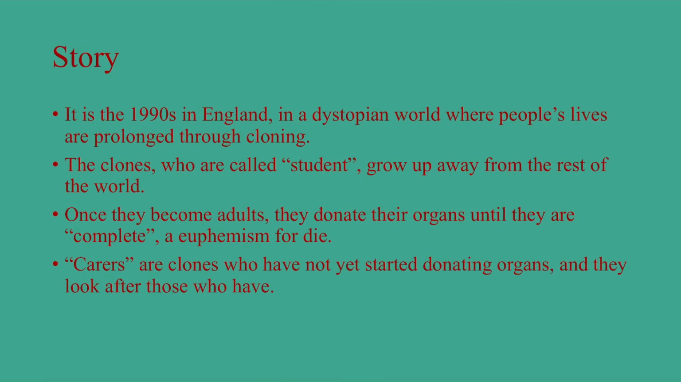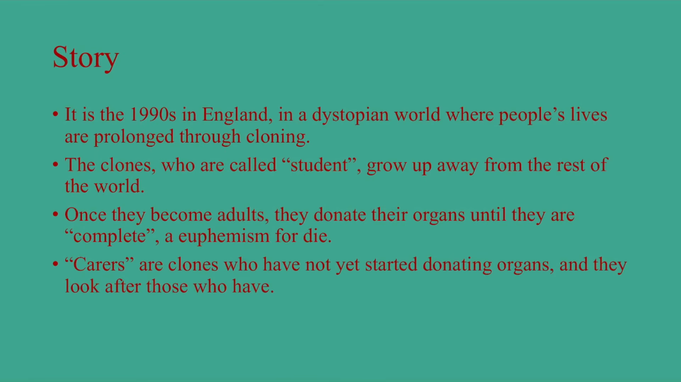So now, going back to this story, this dystopia features people's lives which are prolonged through cloning. Normal human beings have their lives prolonged through cloning. For instance, if they suffer certain organ failures, there are clones who supply the organs that they need. Now, these clones, who are called students, grow up in a segregated way, away from the rest of the world. And once they become adults, in some ways they are farmed, because they then donate their organs, and once they've donated all their essential organs, they end up dying.